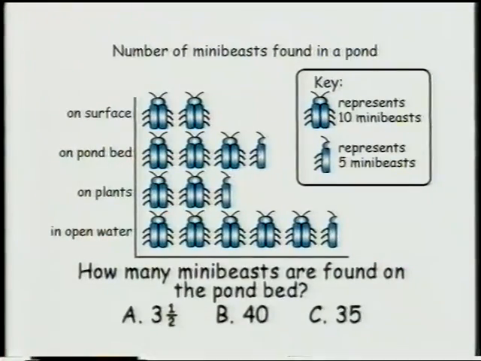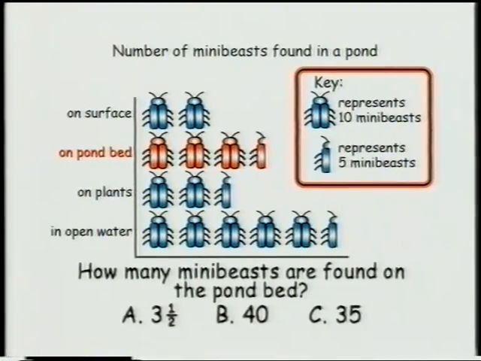The pictogram shows the number of mini-beasts found in different habitats in a pond. It tells us that in the title. Down the left-hand side, we can see all the different habitats, and second down is the pond bed. So that's the row we want to look at. Reading along that row, there are 1, 2, 3.5 little pictures shown. But this is not the answer.